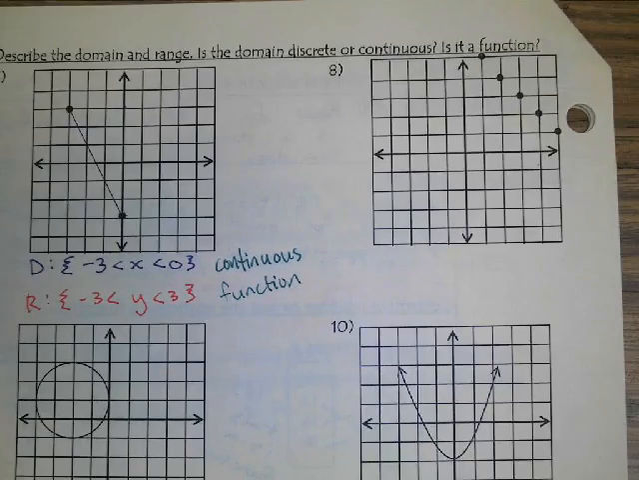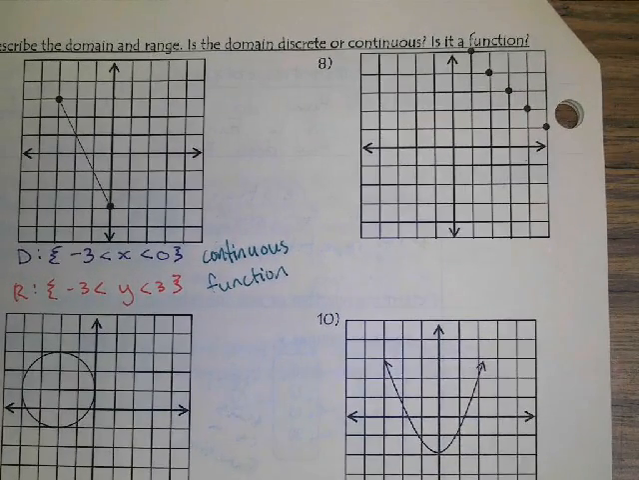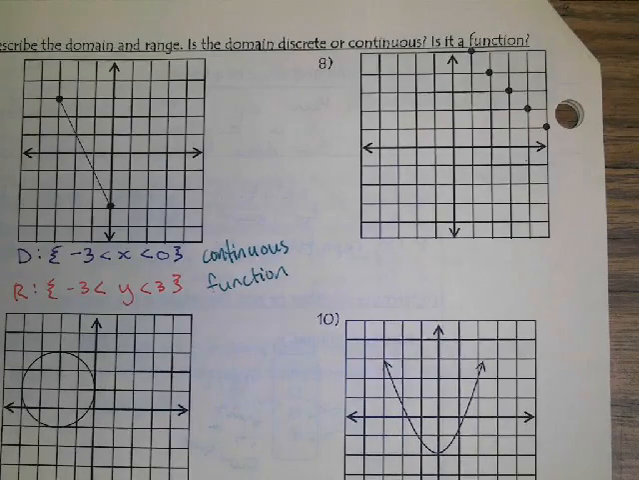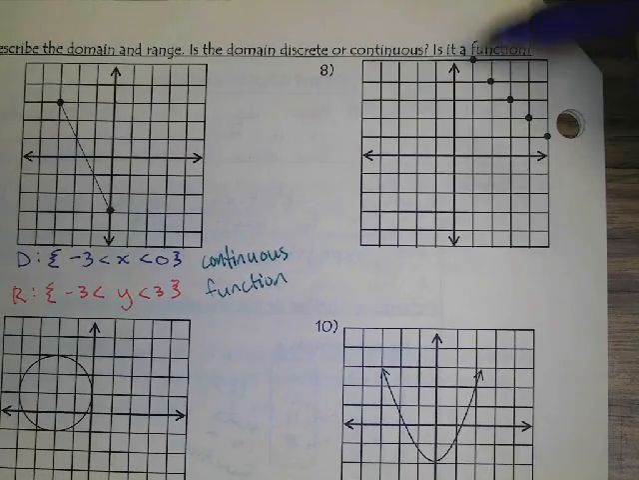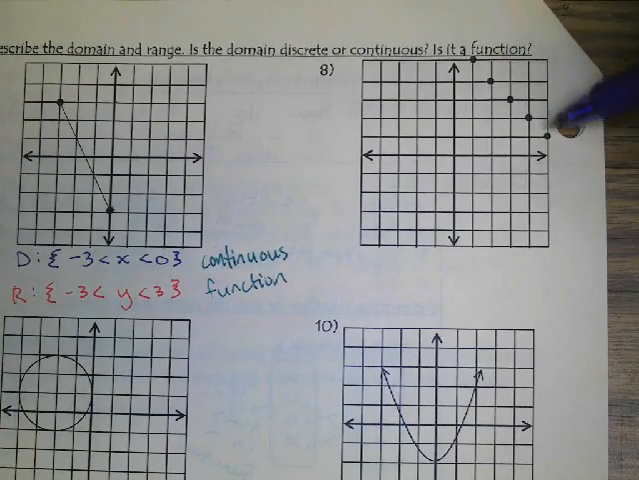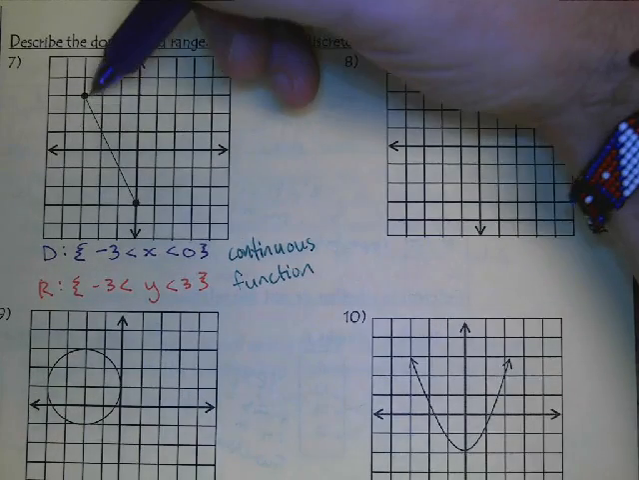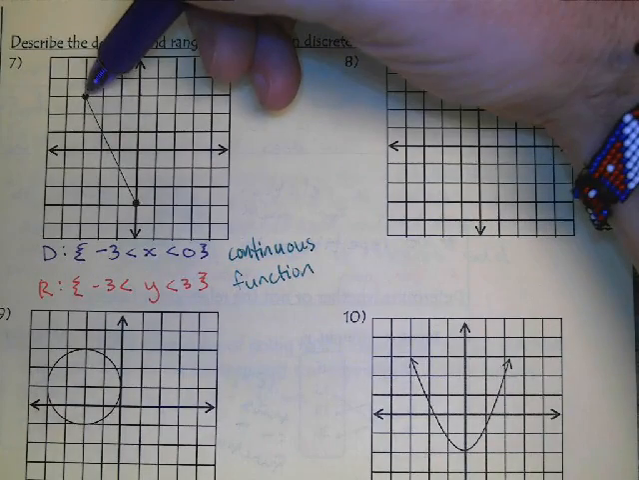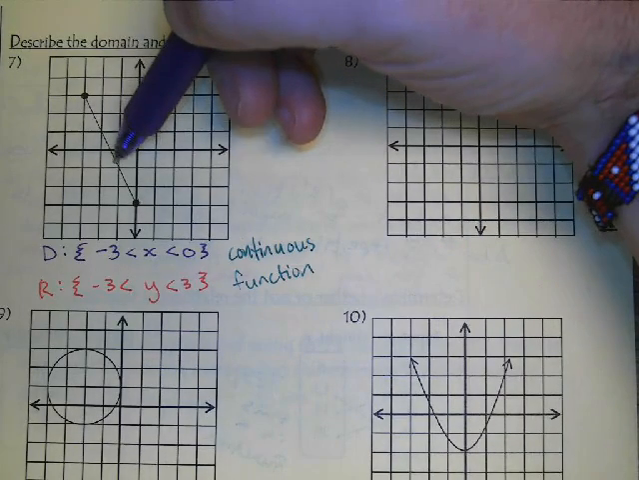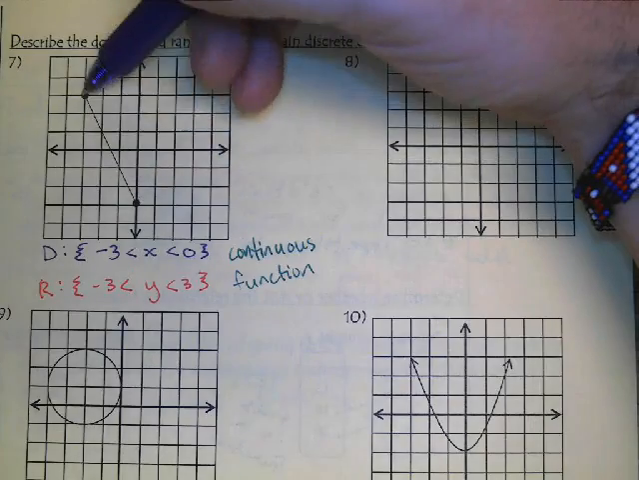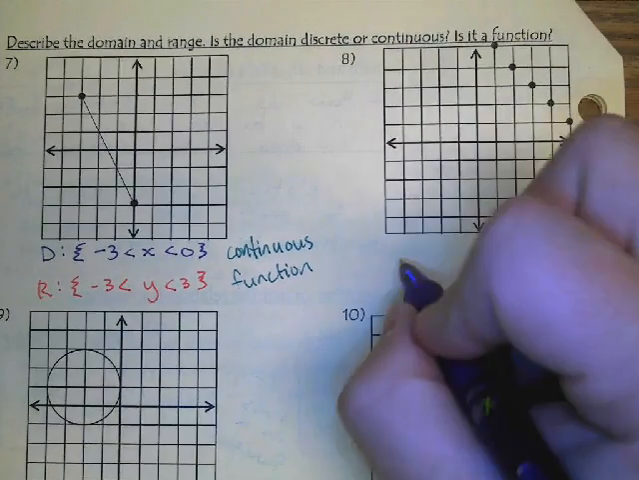Number 8. Our domain. Well, on this problem, I have very specific x values. It can't be any x value. On my previous one, at number 7, x could be -3, or x could be -2.5. X could have been -1.1. X can be any of these values, because that's what the connected line means. These dots mean I only have these specific x values, so we'll just list them.